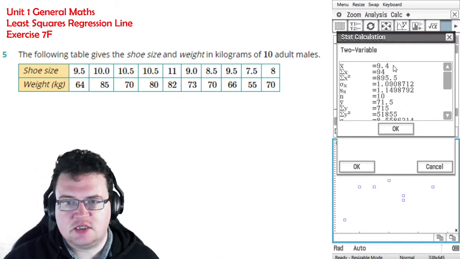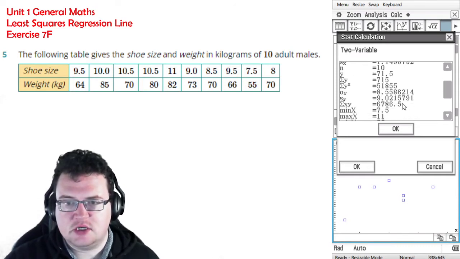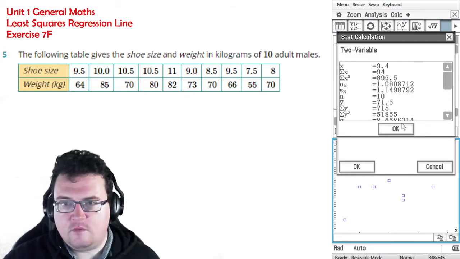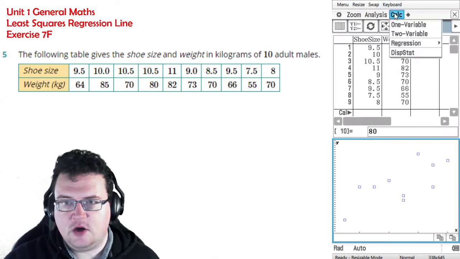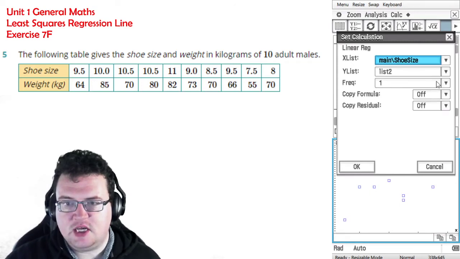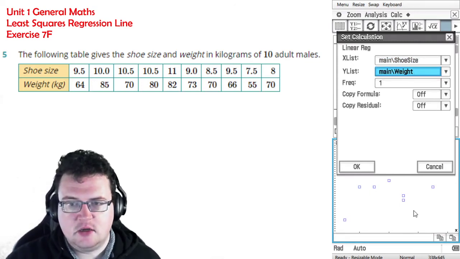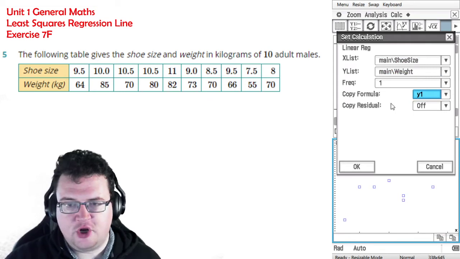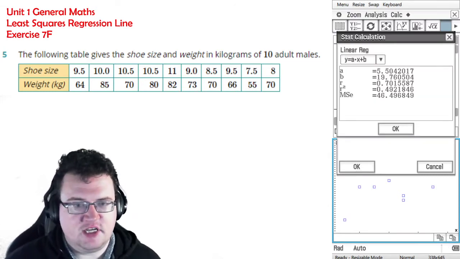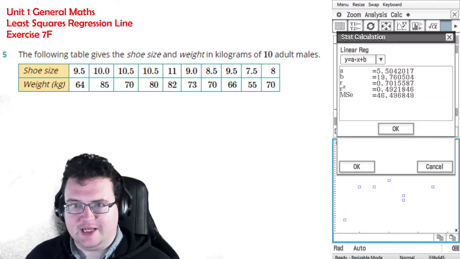It's giving us standard deviations, telling us the average X and Y values, min, max, etc. Now from here, we go calc, regression, linear regression. We want to make sure that we're using our shoe size and our weight properly. We want to copy the formula so that we can fiddle with it later. And we hit OK, and it gives us our equation looking like this.